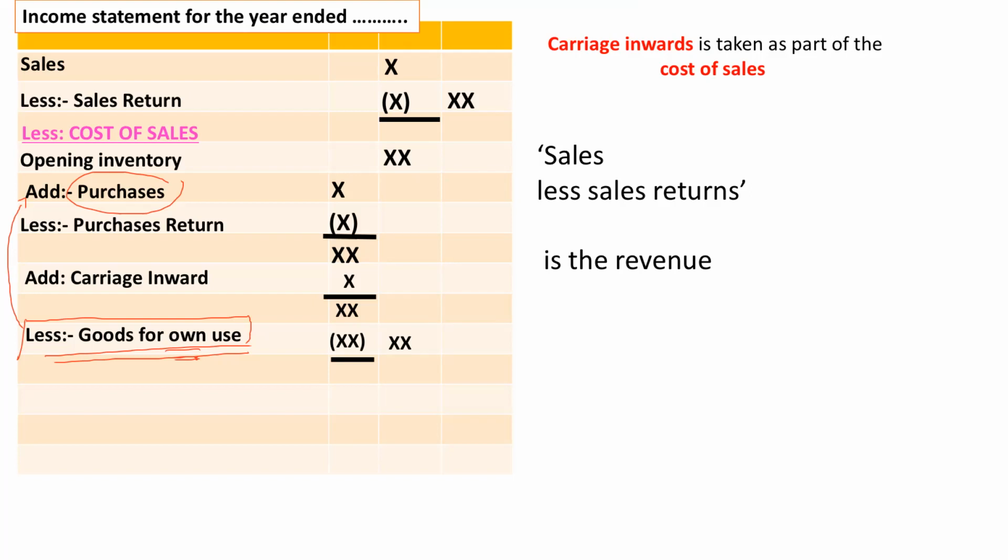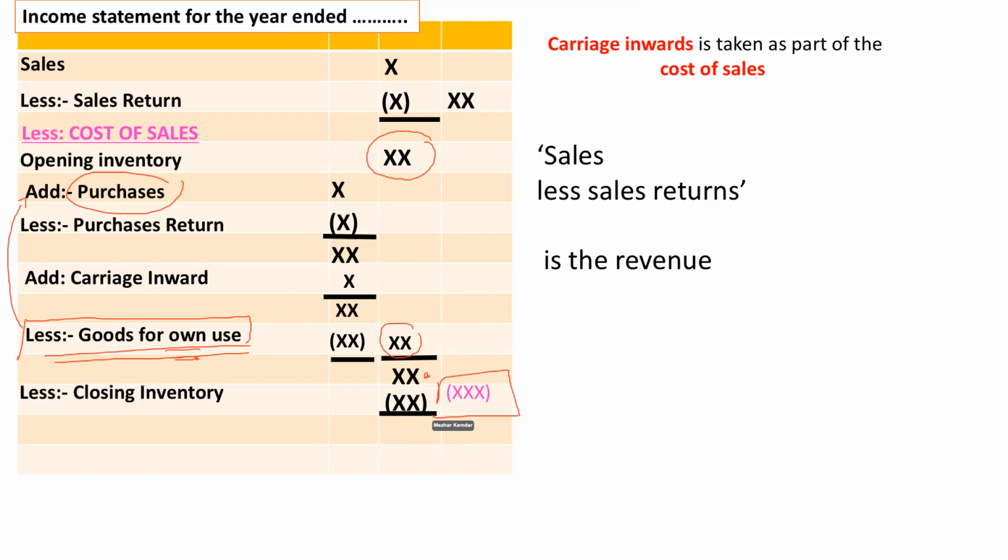So remember, opening inventory, add the purchases. Add both of them, arrive at a figure. From that, you would deduct the goods that you could not sell, the goods that are not the cost of goods sold. The goods that are left unsold are called the closing inventory. When you deduct your closing inventory, you would arrive at cost of sales. So your revenue less cost of sales would give you your gross profit.